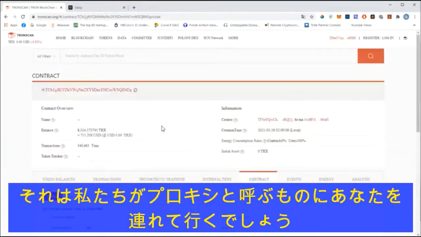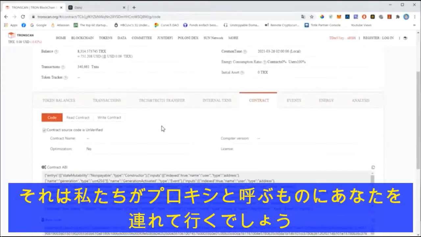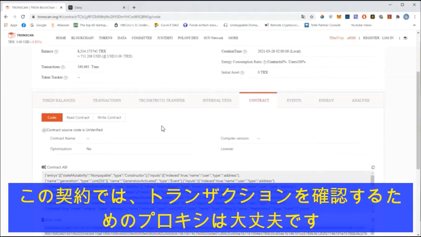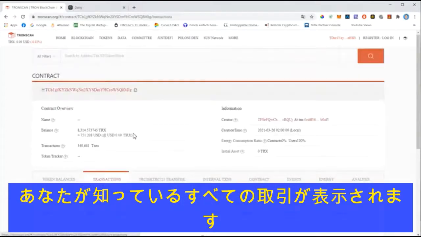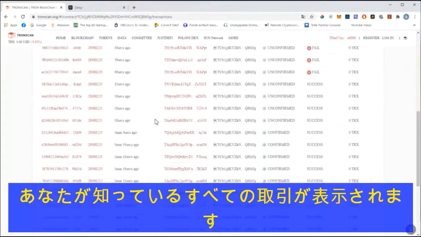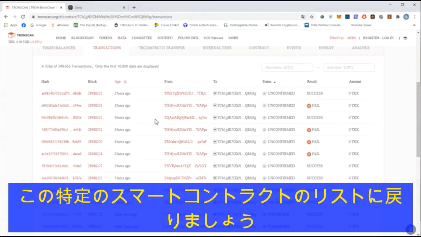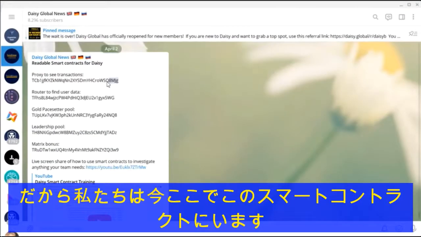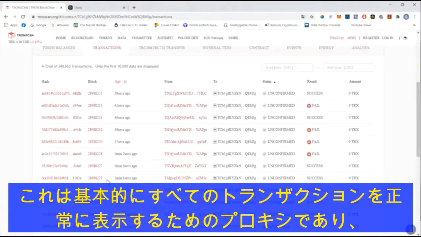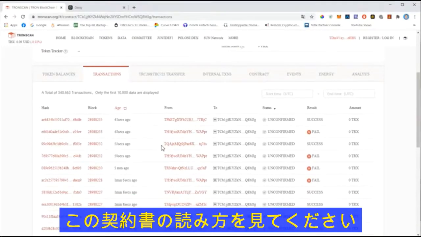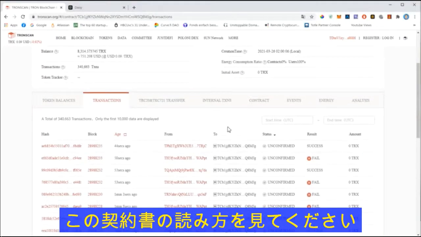that will take you to what we call the proxy to see the transactions. In this contract you will see all the transactions of this particular smart contract. Let me go back to the list. So we are now in this smart contract right here. This is basically the proxy to see all transactions, and we will have a look at how to read this contract.